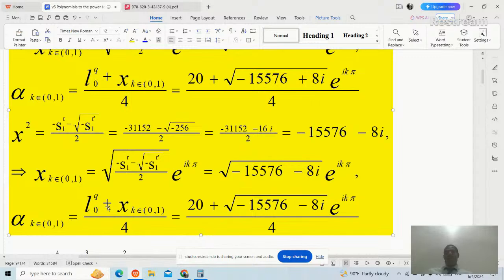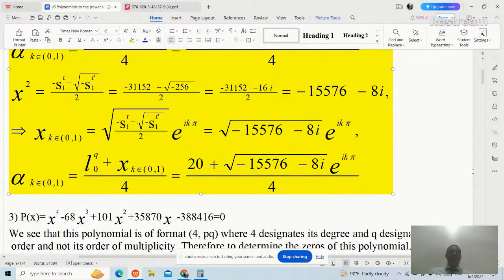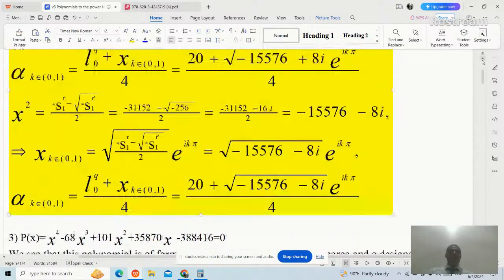Therefore, alpha k, k belongs to 0, 1 or 2, 3 whatsoever, is L0 for the cube plus xk, 0, 1, over 4. It will be 20 plus the root of negative 15,576 minus 8i exponential ik pi over 4. You can see that the roots of my polynomial are, let's say, complex numbers.